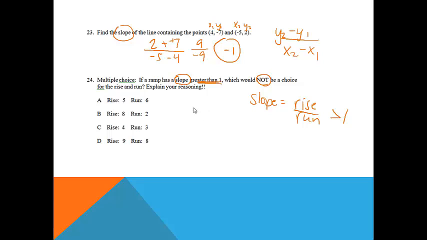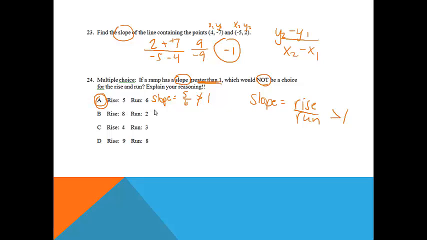So I'm actually just going to find the slope on each one. So on this one, the slope will equal the rise over the run, which is 5 divided by 6. And I notice that is not greater than 1. So not greater than 1. So I've already found my choice.